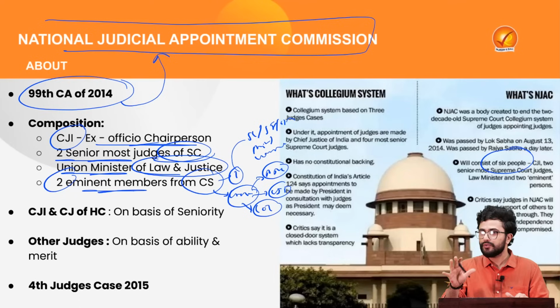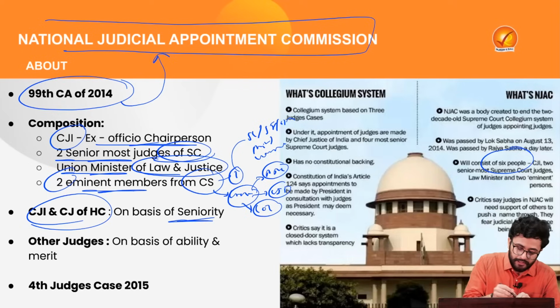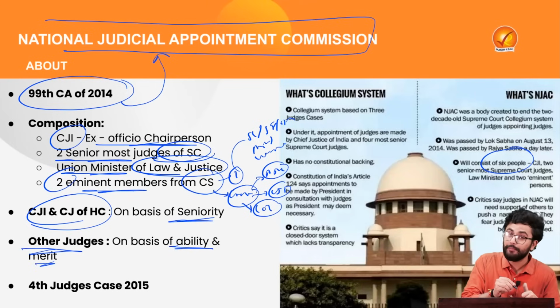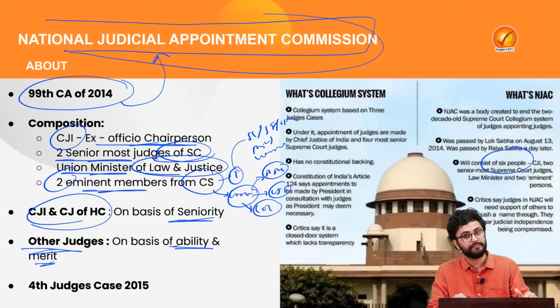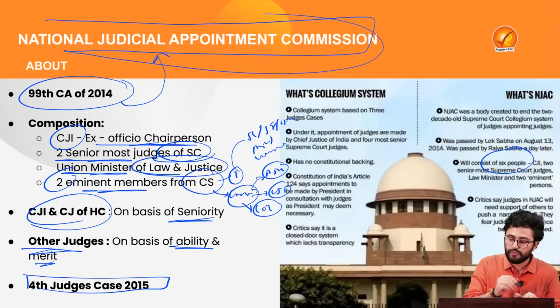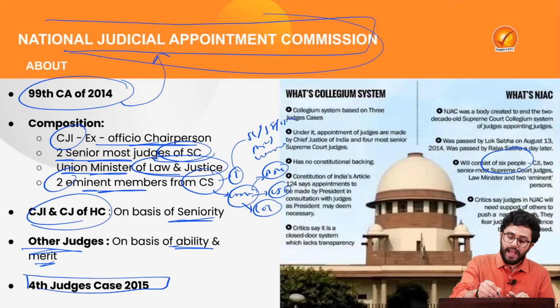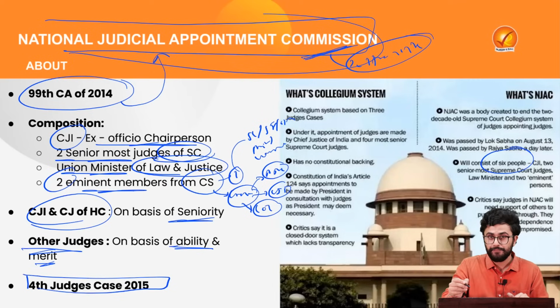Here, the Chief Justice of India and the Chief Justice of High Court will be appointed on the basis of seniority only. And the other judges will be appointed on the basis of ability and merit, which will be gauged by this National Judicial Appointment Commission. However, keep this in mind that in the 4th judge's case of 2015, the Supreme Court held this NJAC as ultra vires or non-constitutional and thus abolished this commission.